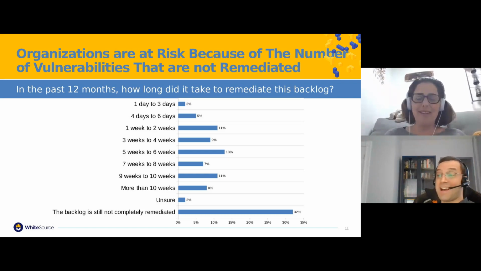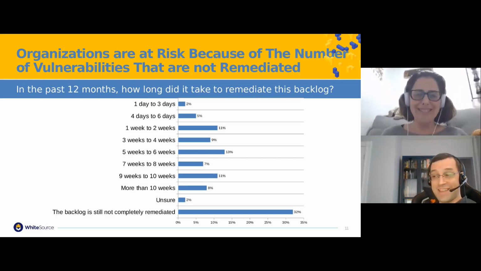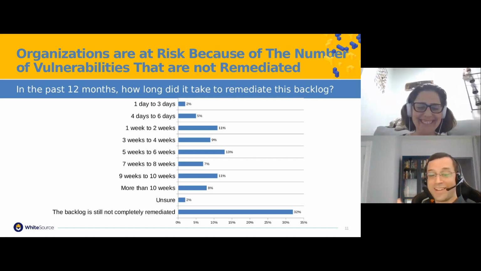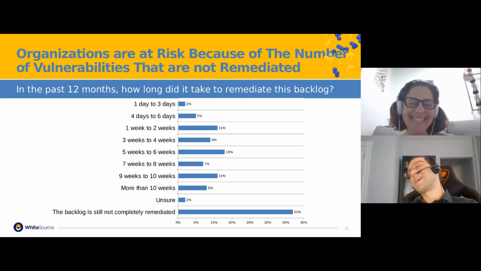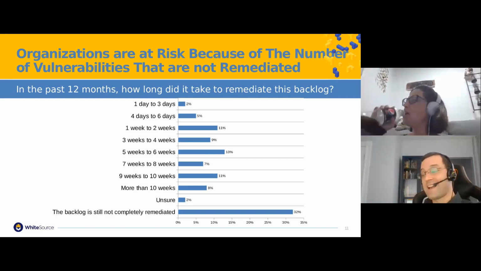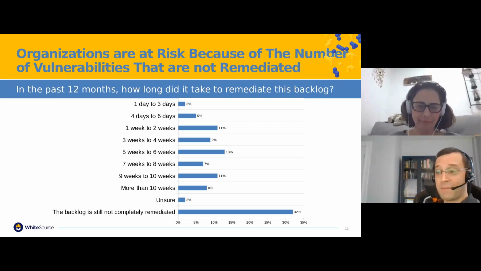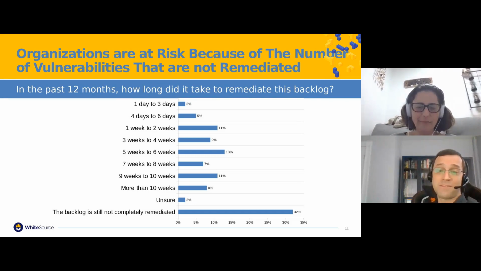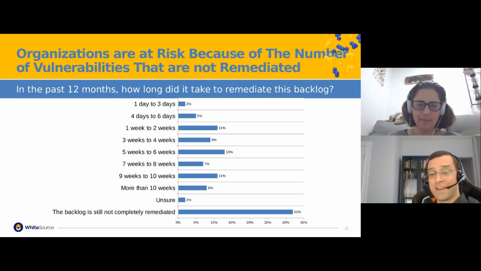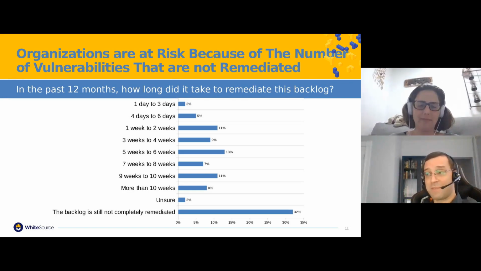Yeah, I have a controversial opinion on this. Share with us. So, look, I do have a pretty controversial opinion on this. I actually think everybody should be saying their backlog is not completely remediated. The only way to have a fully remediated backlog is to stop looking for problems. And that doesn't happen. I'm a product person. If one of my product managers came to me and said, I have no feature requests in the backlog, my answer would not be great.